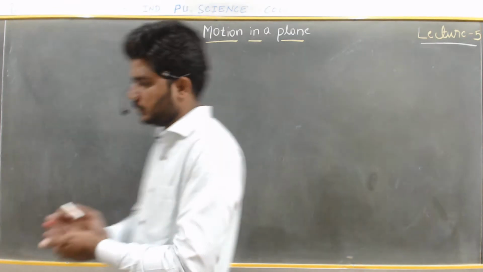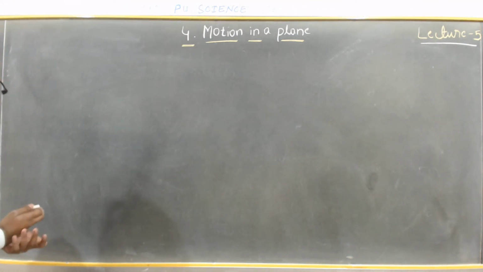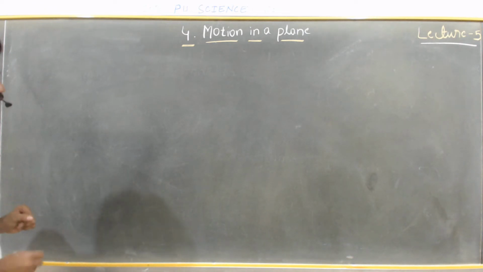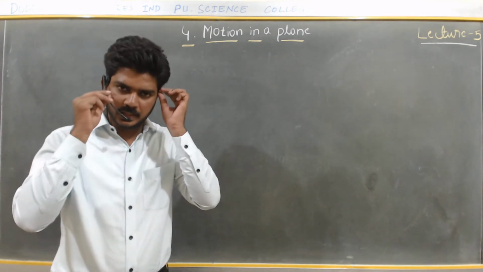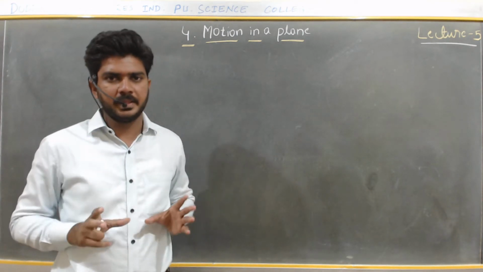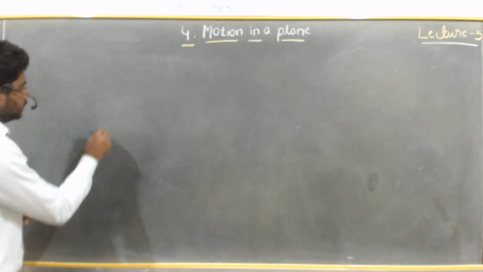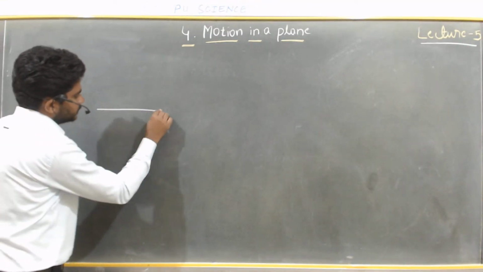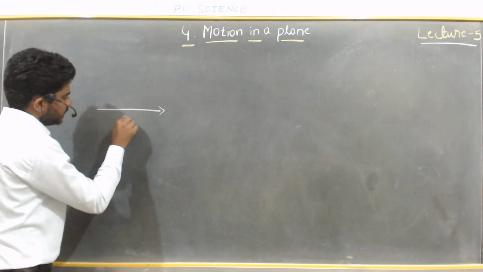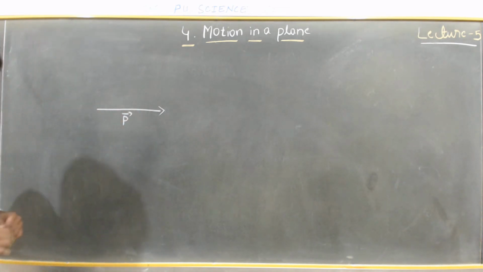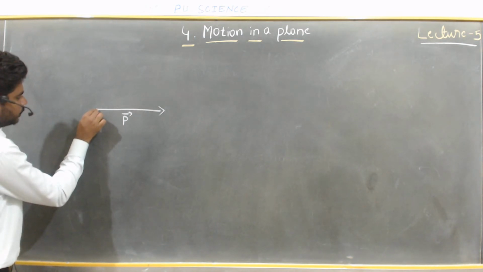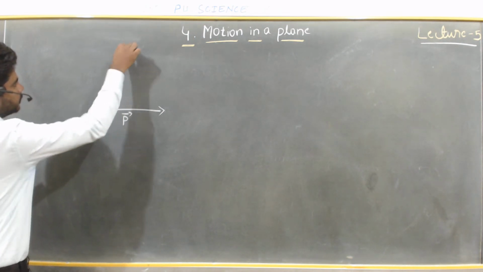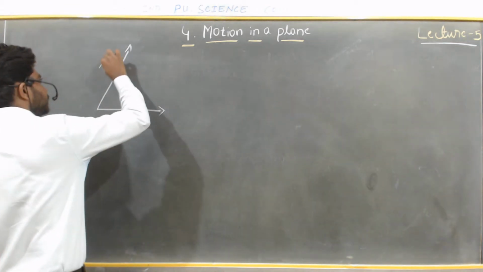Now we will do the analytical method, which is the derivation for the parallelogram law. First we have to take two vectors. Those two vectors should be represented in magnitude and direction by the parallelogram. So first I will take one vector. Assume that this is the vector p. Another vector I will take, vector q. This is the vector q.